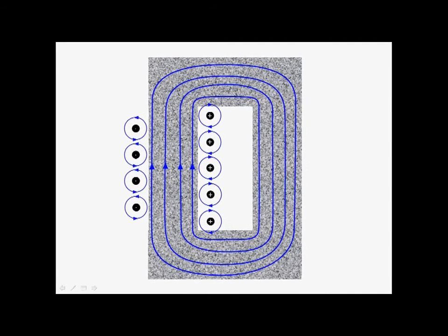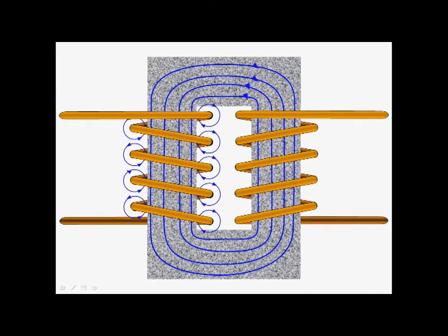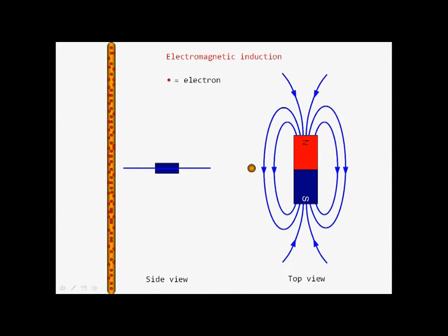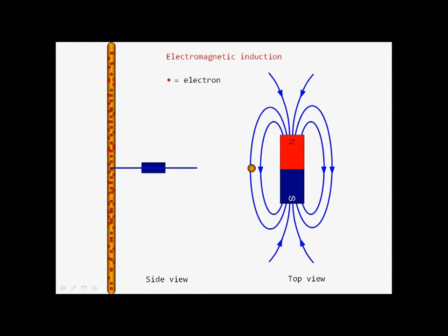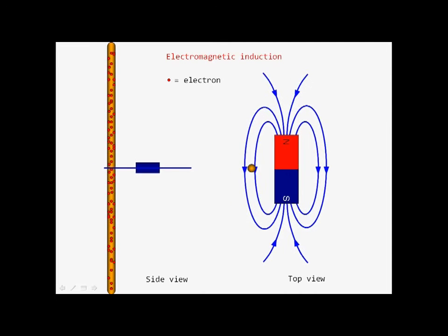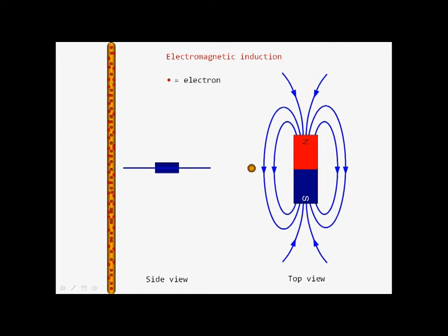So if we now look at the primary side of the transformer, we can see how we generate this magnetic field which passes through the secondary coil. And what we'll now look at is induction in the secondary coil. The principle of induction involves moving a magnetic field past a conductor. In this view, as we move the magnet through the wire, some electrons move. We move the magnet the other way, and the electrons move in the opposite direction.